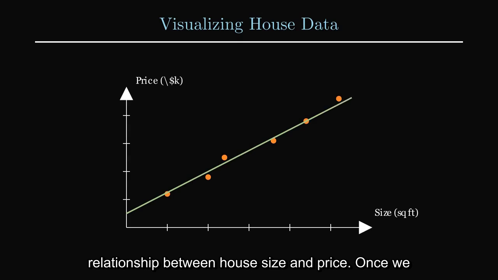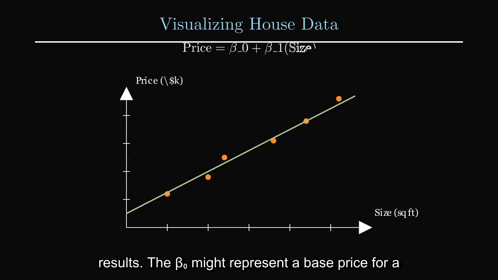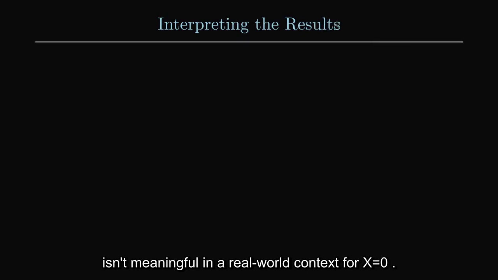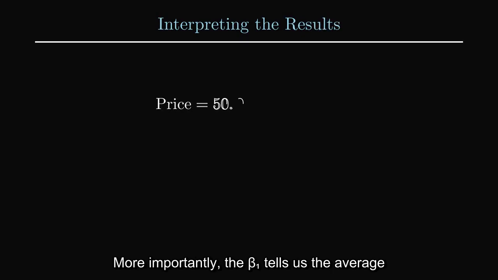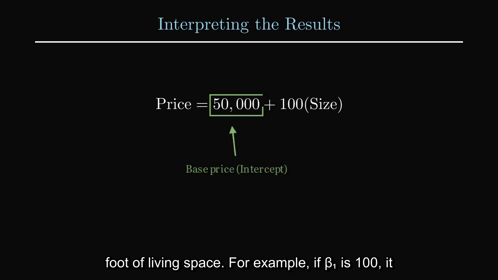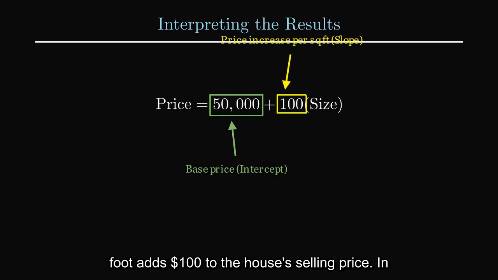Once we have our regression equation, we can interpret the results. The beta zero might represent a base price for a house even with 0 square feet, though this often isn't meaningful in a real-world context for x equals 0. More importantly, the beta one tells us the average increase in house price for every additional square foot of living space. For example, if beta one is 100, it suggests that, on average, each additional square foot adds $100 to the house's selling price.